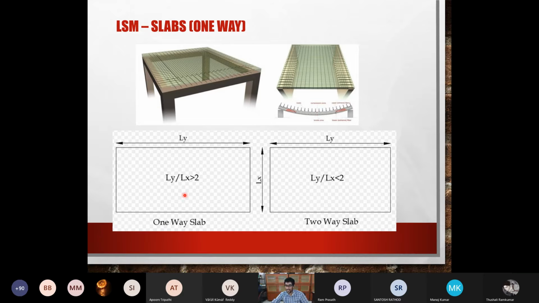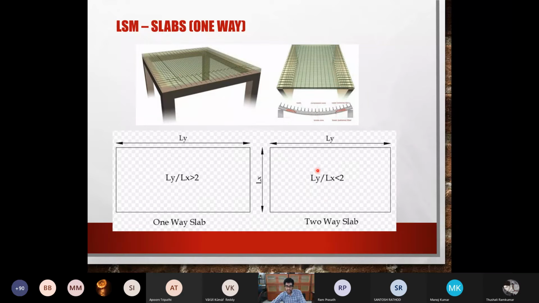How you say is, if the slab is really long, with long dimension by short dimension greater than 2, then even if it is supported on four sides, it will be almost like a one-way slab. Maybe the deflections differ near the edges, but everywhere in between it will be almost the same. So from practical considerations, if Ly by Lx is greater than 2, even if you support it on four sides, it will behave almost like a one-way slab.